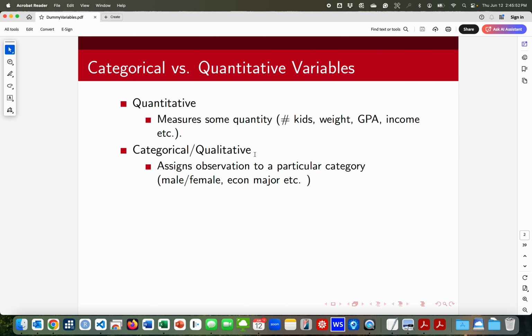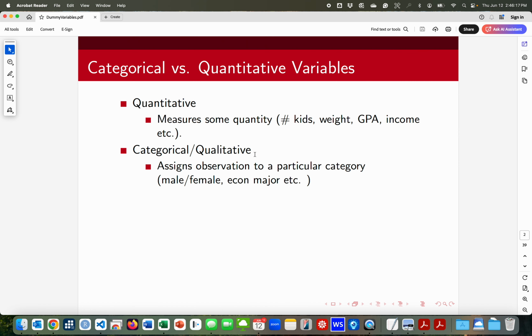Categorical or qualitative variables are exactly what they sound like. They assign an observation to a category and they describe something. So they can describe gender, they can describe your major, they can describe the zip code where you live, they can describe the county. Those are all things that are qualitative, and we are often interested in those types of variables when we're estimating regressions.